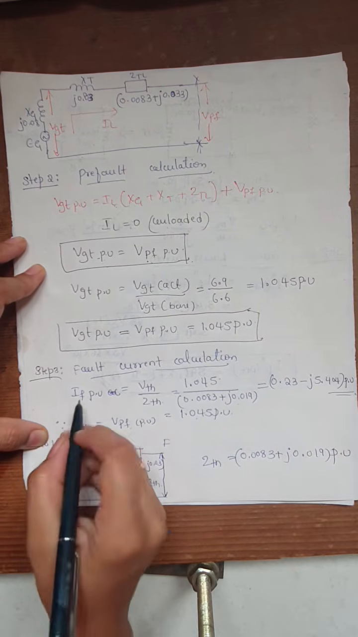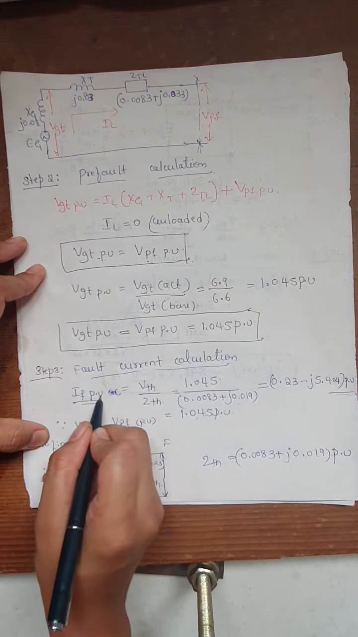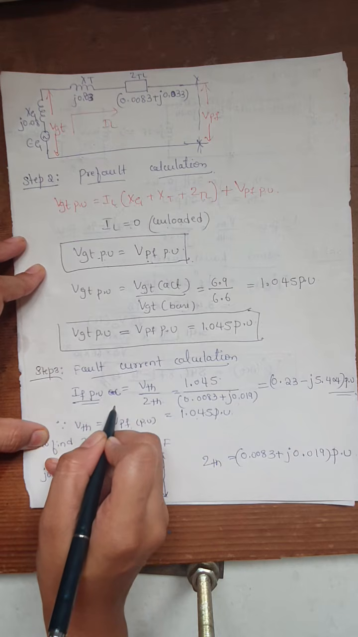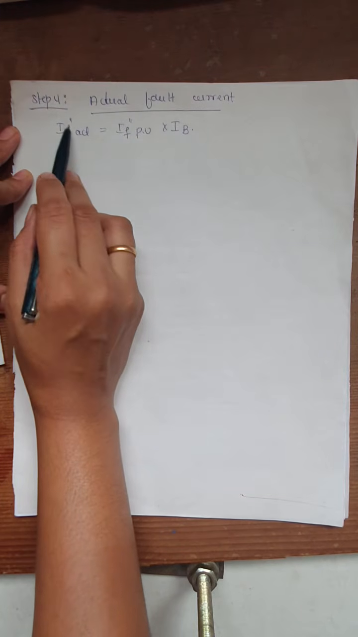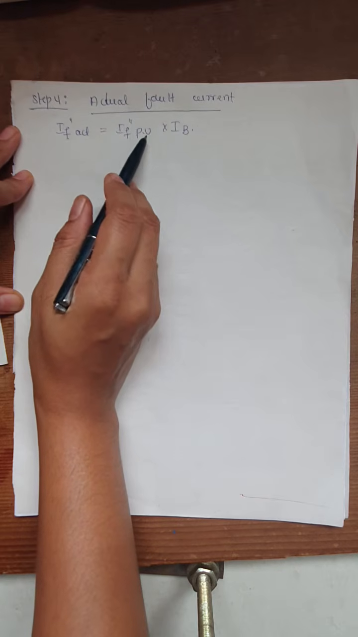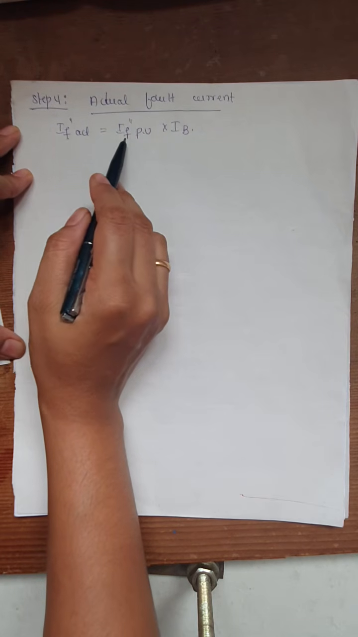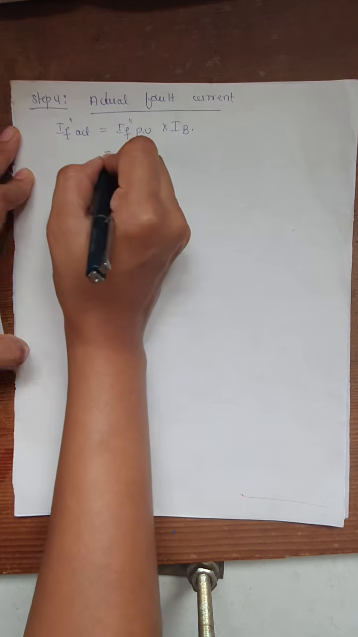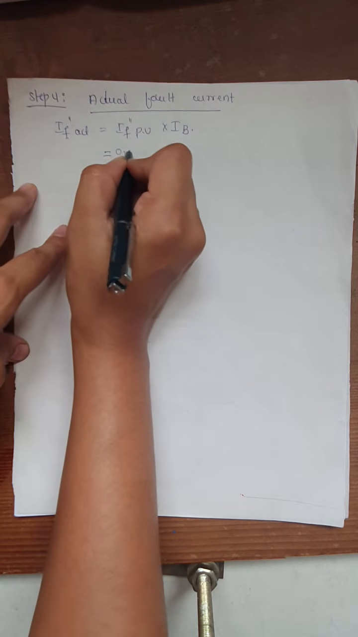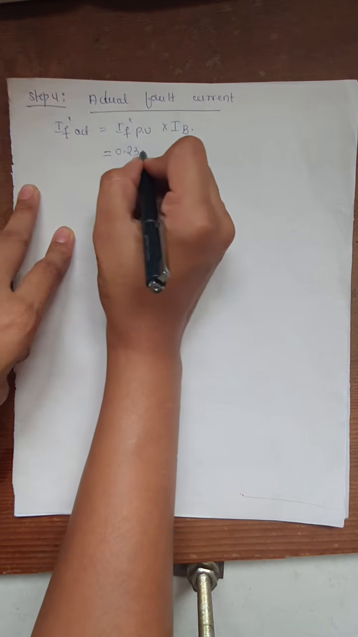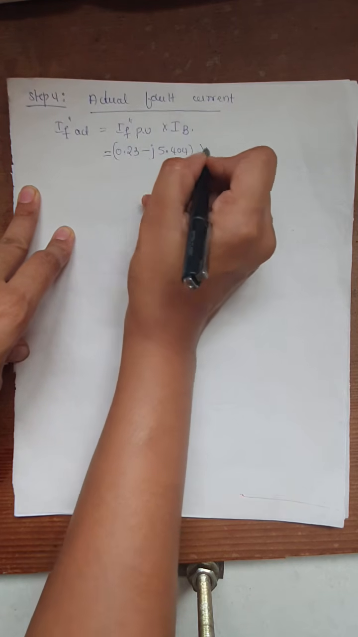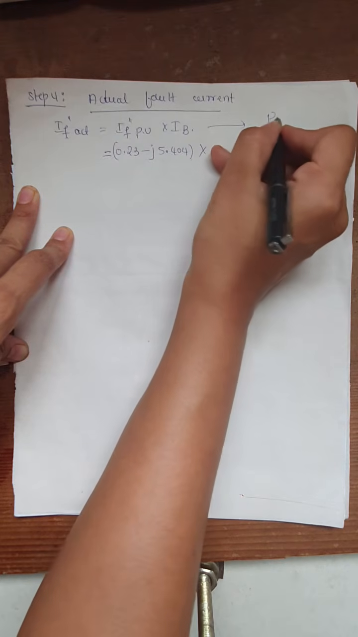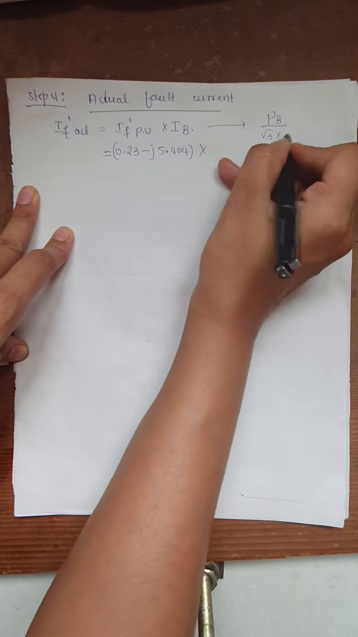The only thing we need to do is convert this fault current, which is expressed in per unit, into actual. So coming to the last step, actual fault current calculation. IF double dash actual is equal to IF double dash per unit into I base. We already obtained the per unit answer in the last step, 0.23 minus J 5.404, into I base, which you know is P base divided by root 3 into V base.